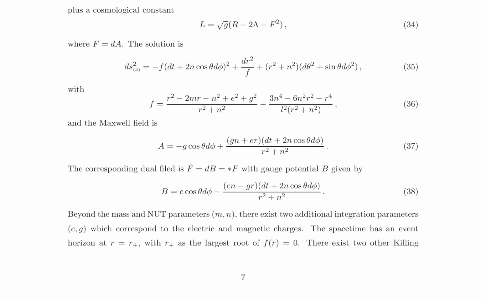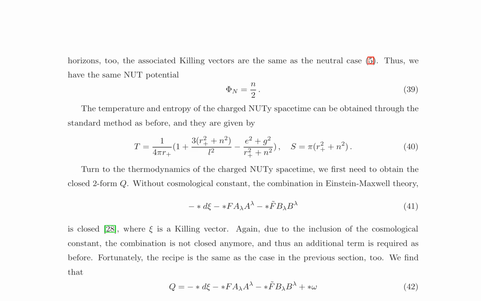The NUT potential remains unchanged, while the temperature and entropy are influenced by the electric and magnetic charges. To derive the thermodynamics, a closed two-form Q is defined using a generalized Komar two-form, which involves the choice of specific functions u, v, and their generalized counterparts, ũ, ṽ.